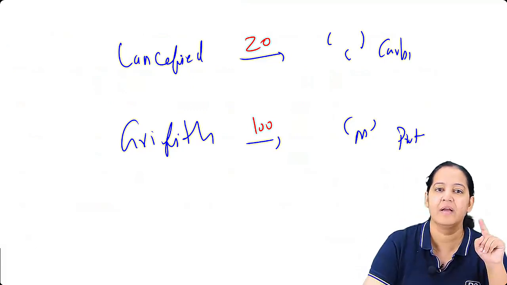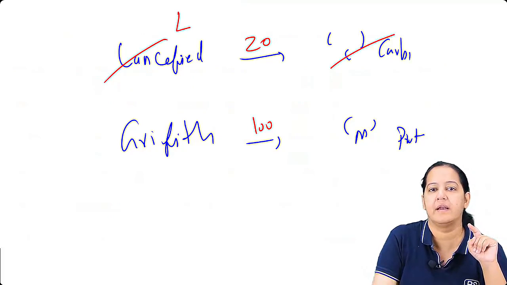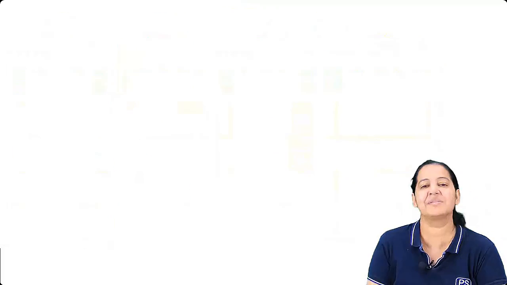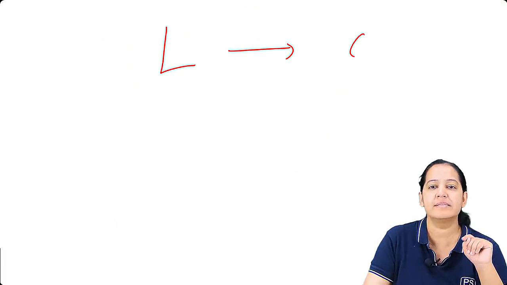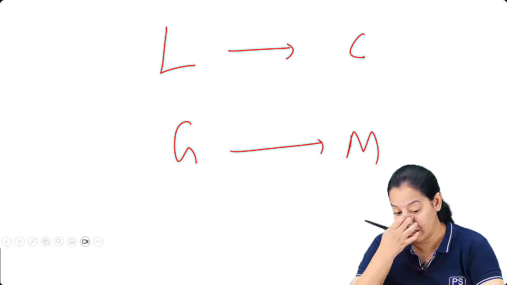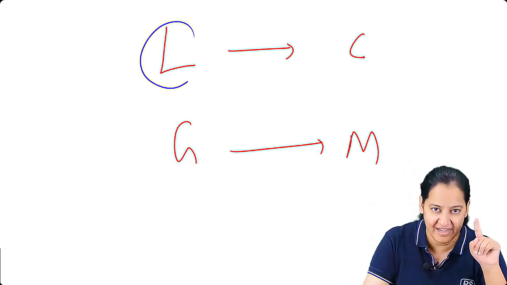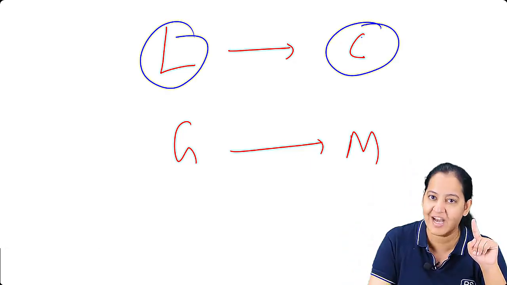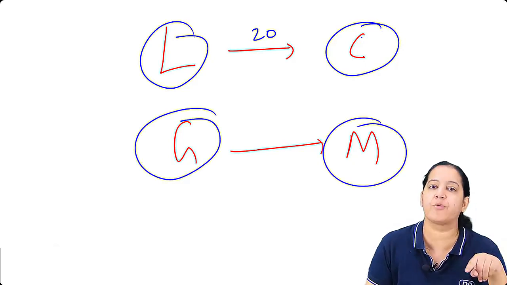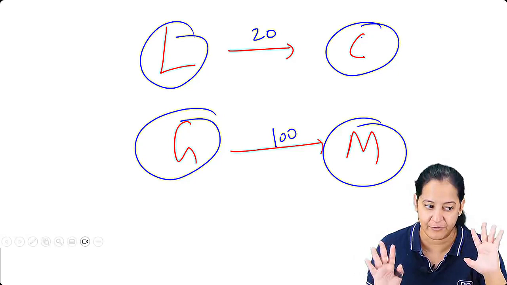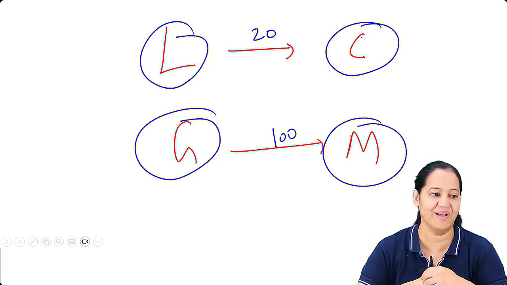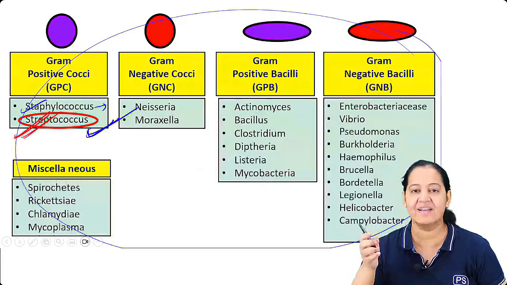See if you like. LC, Lucknow City. Good morning, GM. So my mnemonic is Lucknow City, good morning. LCGM. So Lansfield has done the classification based on C carbohydrate into 20 types. Griffith has done the classification based on M protein into 100 types. Do you have any confusion in that? I tried my best to explain. This is how we have to learn. So can we say the classification once more?